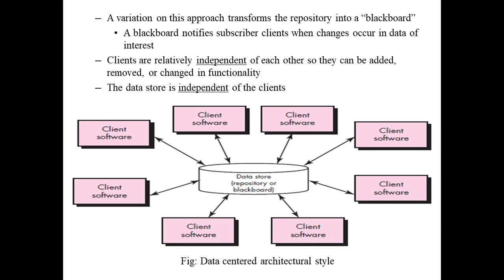See the diagram shown. At the center we have a database. They are called repository or blackboard. All the clients are connected two ways. So they are doing the operations like addition, deletion, like that. The clients are relatively independent of each other, so they can be added, removed, or changed without affecting functionality. The data store is independent of the clients.